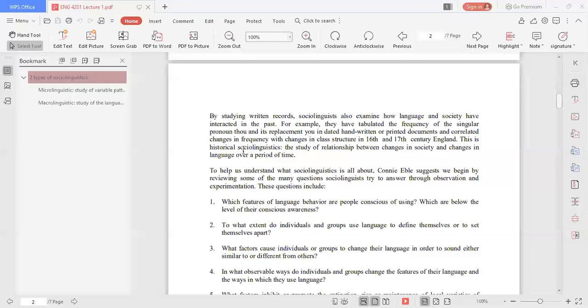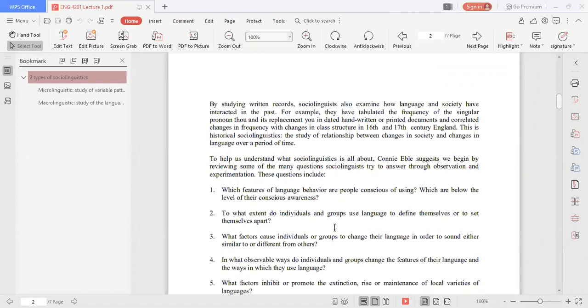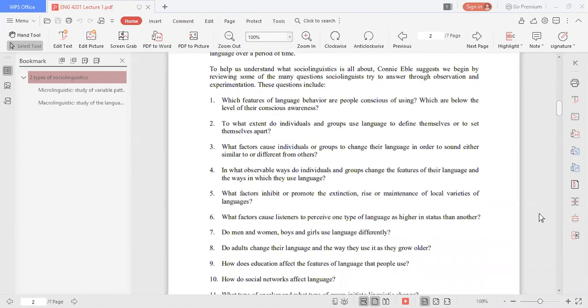Now, the third question: what factors cause individuals or groups to change their language in order to sound either similar to, or different from others? So sociolinguists also try to find answers to this question. Now, I hope you understand the question. What does it say? Ritu, are you here? Yes, sir. Can you explain this question?